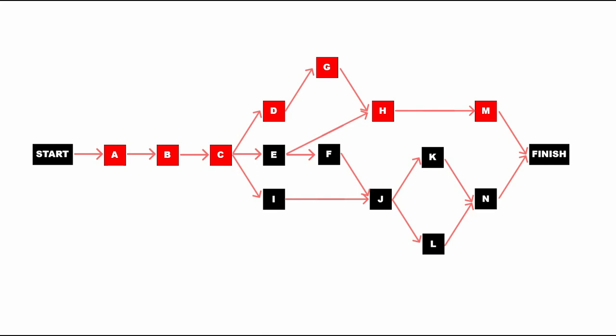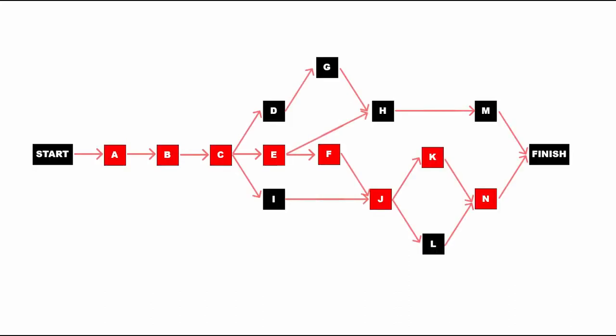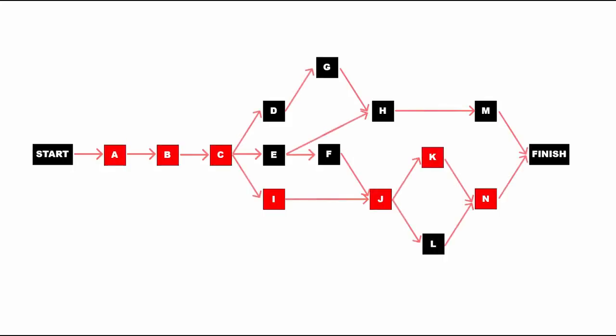One path is A, B, C, D, G, H, and M. Another path is A, B, C, E, H, and M. The third path is A, B, C, E, F, J, K, and N. Also, A, B, C, E, F, J, L, and N are all on the same path. The fifth path is A, B, C, I, J, K, and N. Finally, the sixth path is represented by the letters A, B, C, I, J, L, and N.